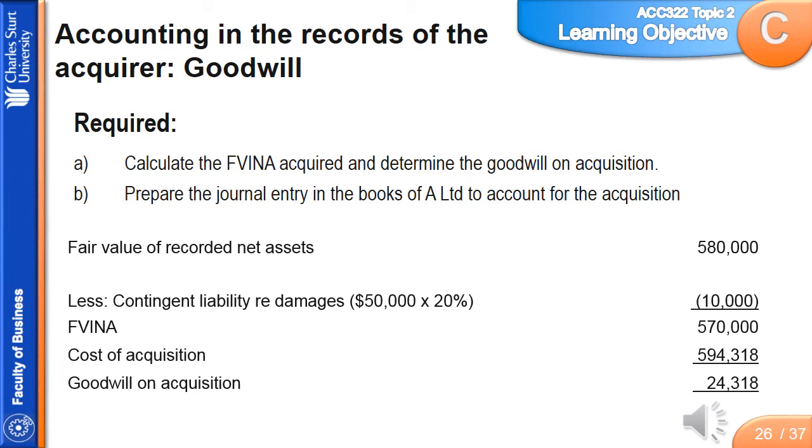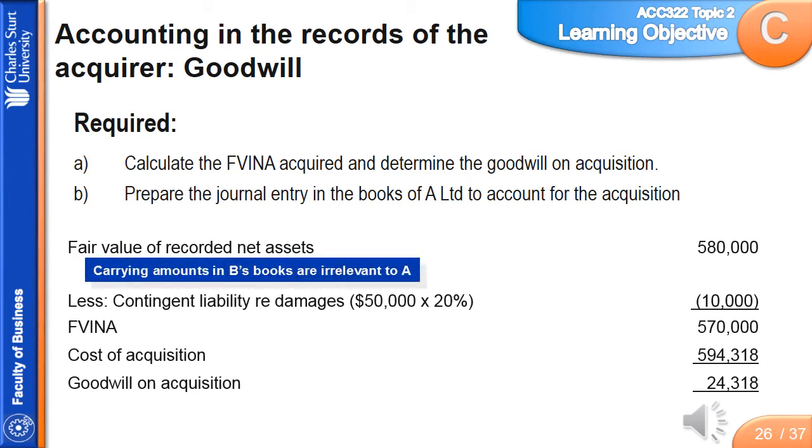So to answer A, firstly, we start with the fair value of the recorded net assets, which is $580,000, and you can see that on the previous slide, which is the total amount of the fair value. We're not using the carrying amount. That's the first thing you've got to watch out for, making sure you use the fair value of assets, not the carrying amount.